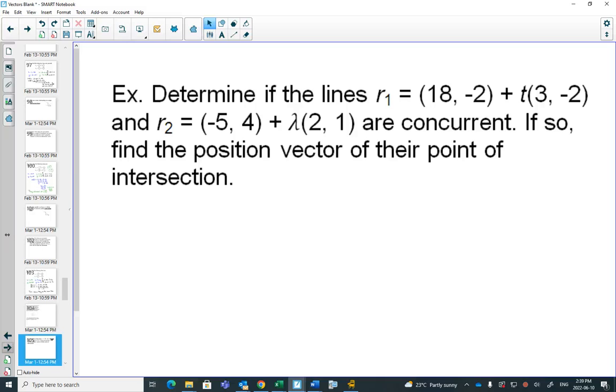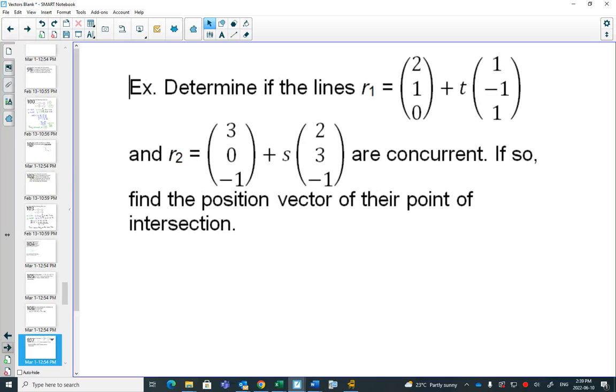Well, this is still a two-dimensional one. Should we skip this one? Yeah. Next one is two-dimensional. Let's skip this one too. Let's go to a three-dimensional one and find out, do these intersect or are they skew?